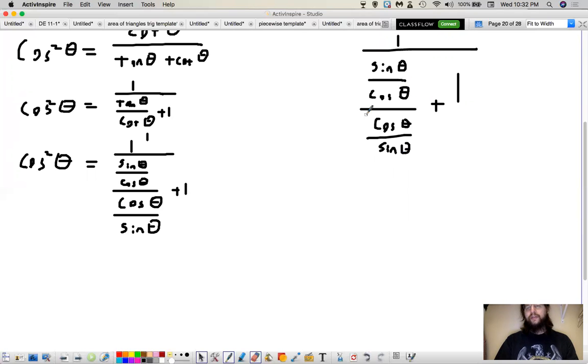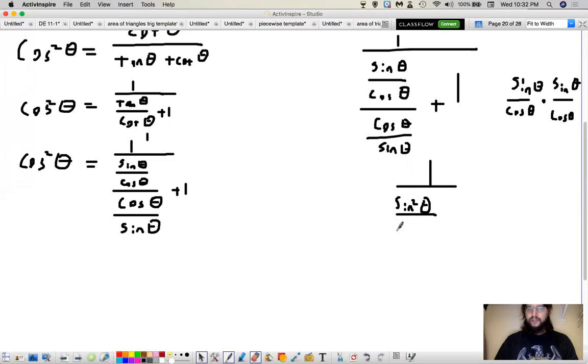All right, how do we divide by a fraction? We flip it and multiply. So I'm just going to do some scratch work for my scratch work. Times, flip it, that's sine of theta over cosine theta, right? This is going to be 1 over sine squared theta over cosine squared theta plus 1.